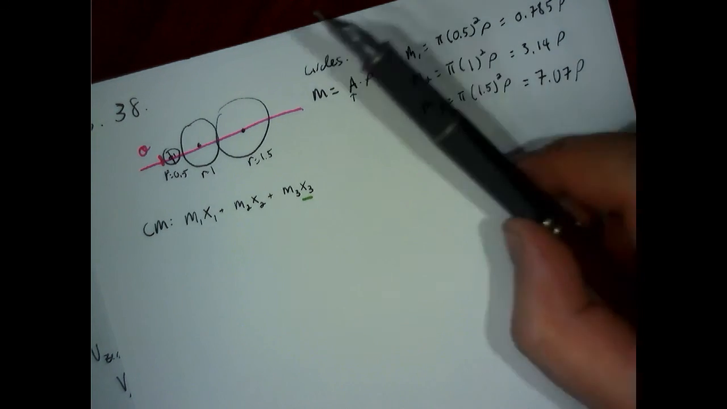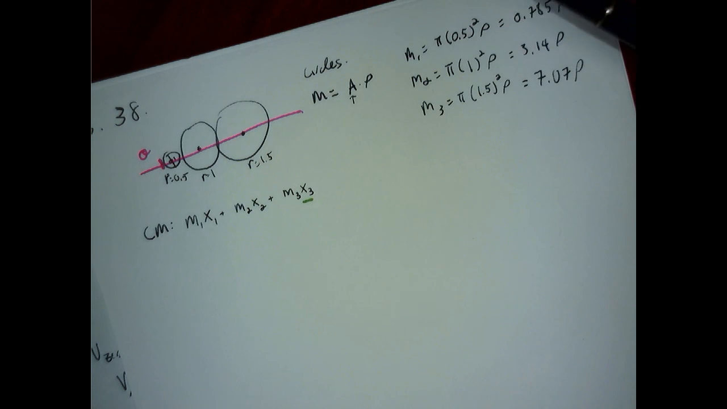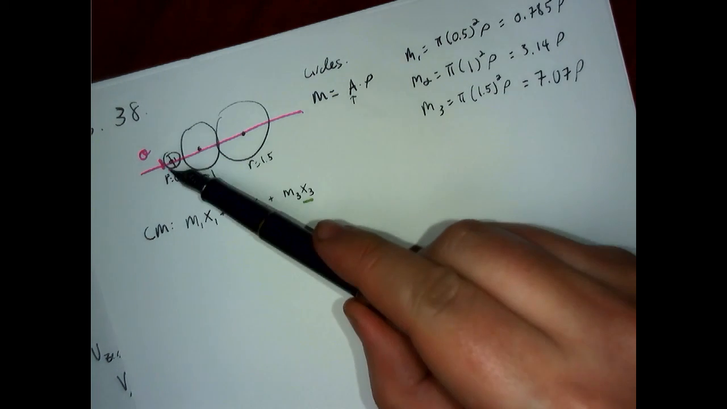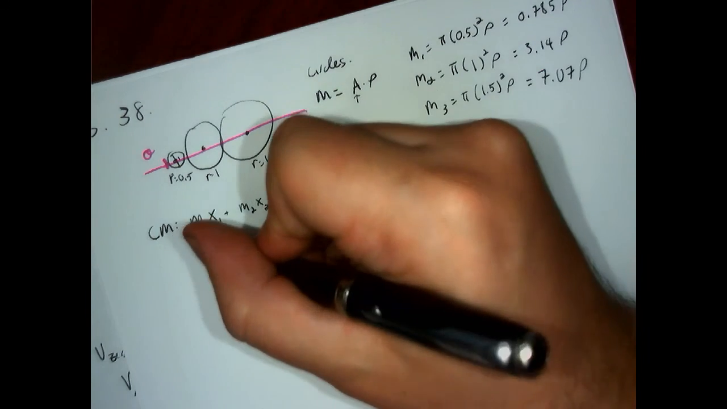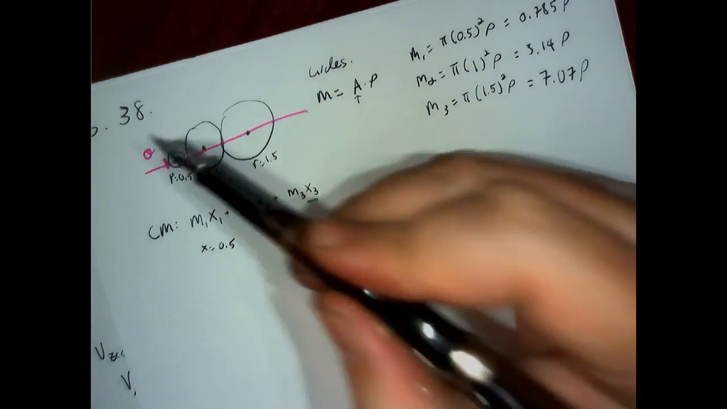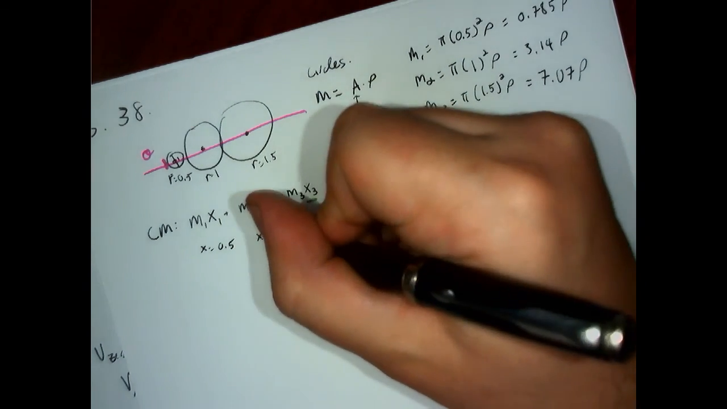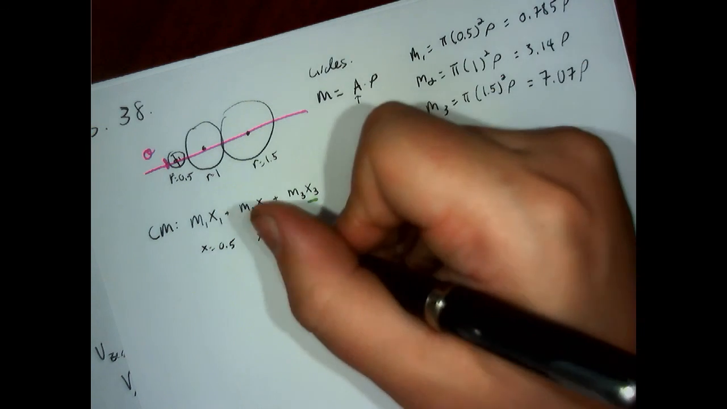So the center of mass of each circle is going to be right in the middle of it. I don't need to teach you that. And then the first position is going to be at x equal to 0.5, because the radius is 0.5. And x2, its position is going to be 1 across, so it's 1.2.